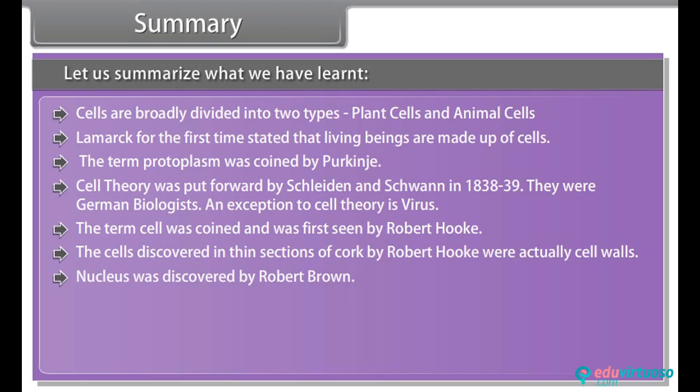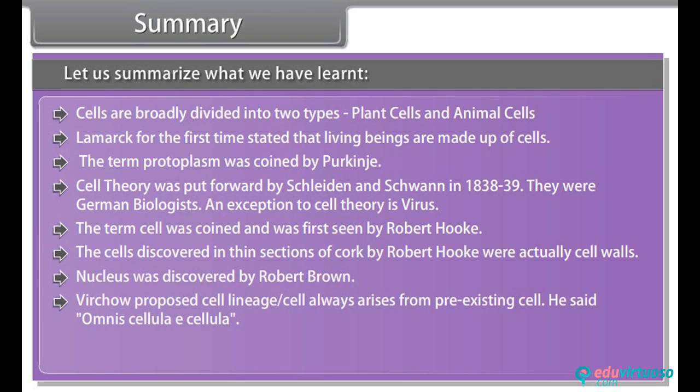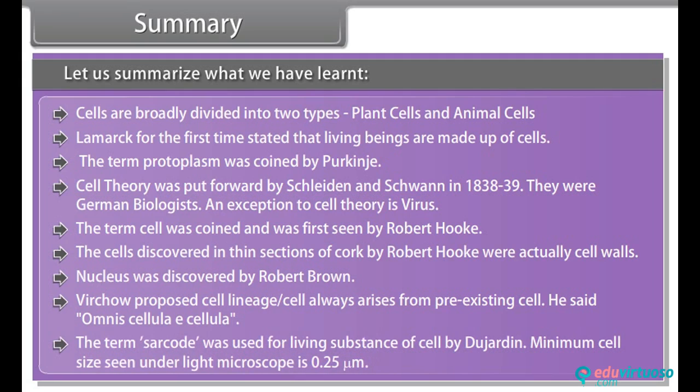Nucleus was discovered by Robert Brown. Virchow proposed cell lineage: a cell always arises from a pre-existing cell. He said, "Omnis cellula e cellula." The term sarcode was used for the living substance of the cell by Dujardin. Minimum cell size seen under a light microscope is 0.25 micrometer.